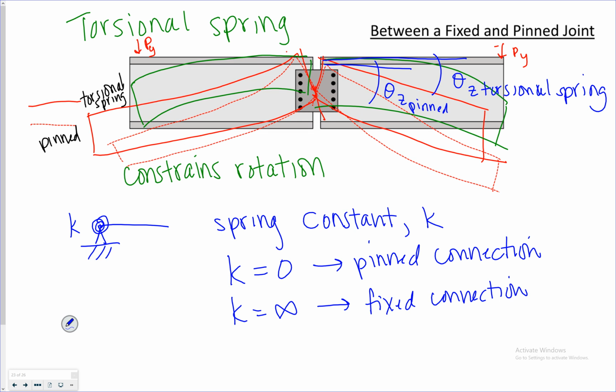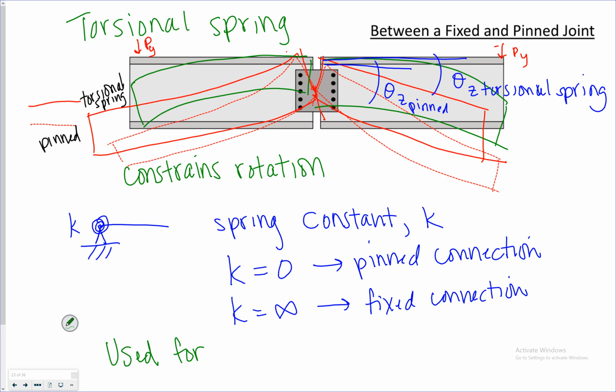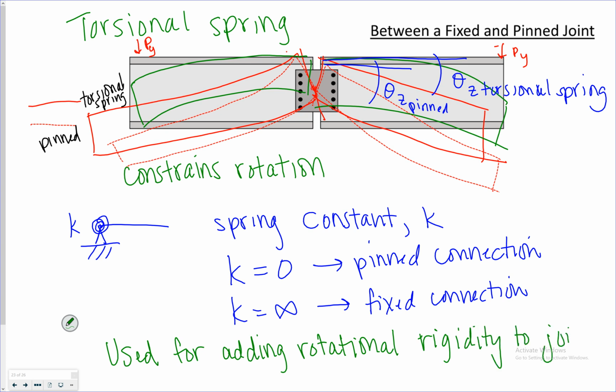So, like I said, this torsional spring is used for adding rotational rigidity, constraining the rotation to a joint or a support.